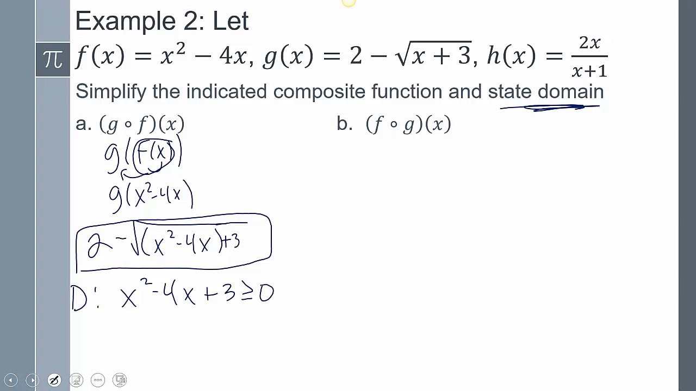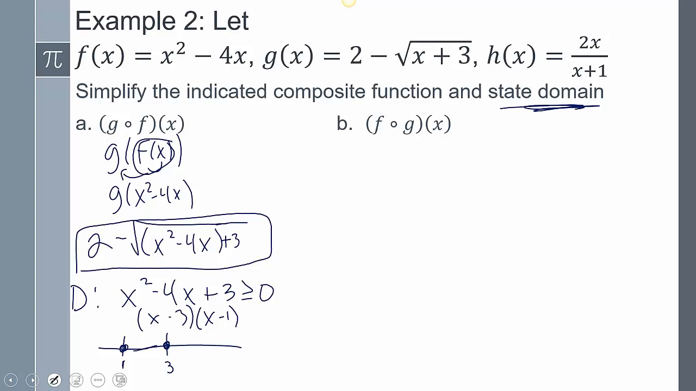So now this is a quadratic inequality, or a polynomial inequality, and so when it's a polynomial inequality, we have to find the zeros, and we put them on the number line. So factoring this turns into x minus 3 and x minus 1. So my zeros are going to be 3 and 1. And because it's equal to, it's going to be closed circle.